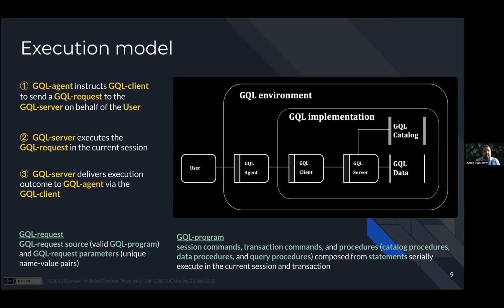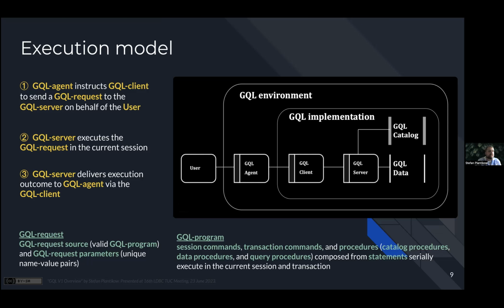And what basically happens is that the GQL agent, which you can think of as an application program, instructs a GQL client, which you can think of as something like a JDBC driver, to send a GQL request to the GQL server on behalf of the user, right? And then the server goes and executes the request and delivers an outcome back via the agent to the client, right? That's the whole workflow. We currently don't have a CLI, although many people, I think, are interested in that being standardized, and discussions are already beginning to be underway on how that might happen.